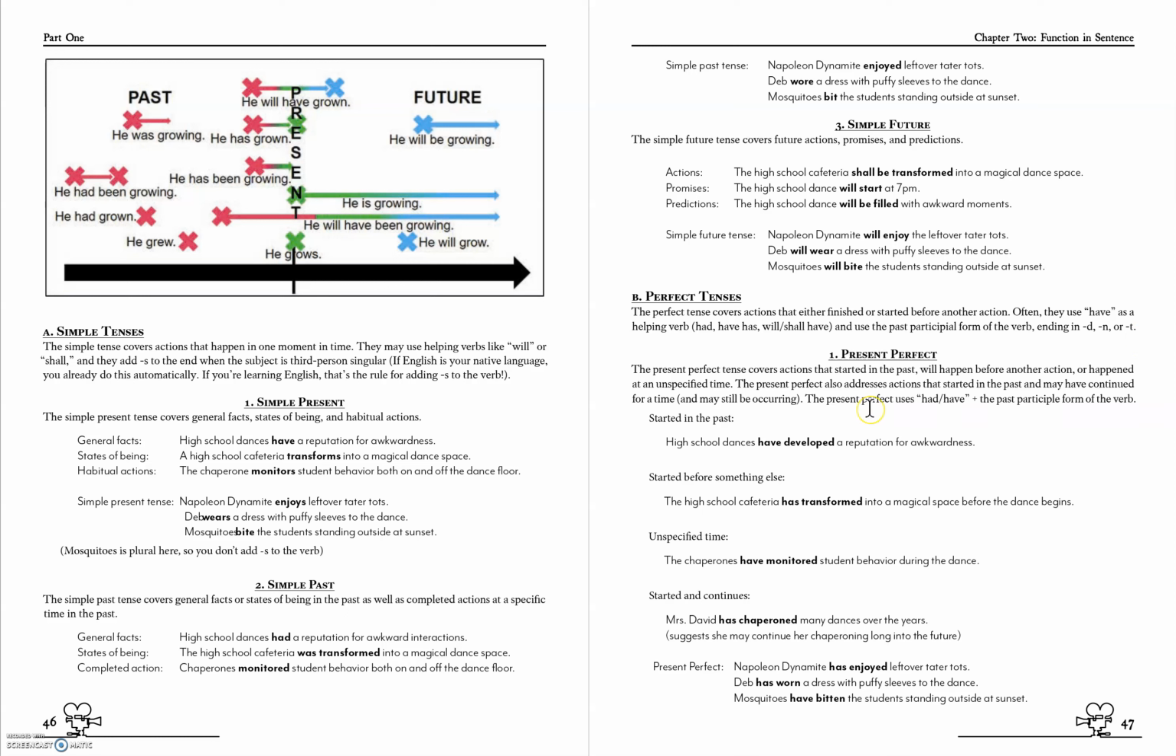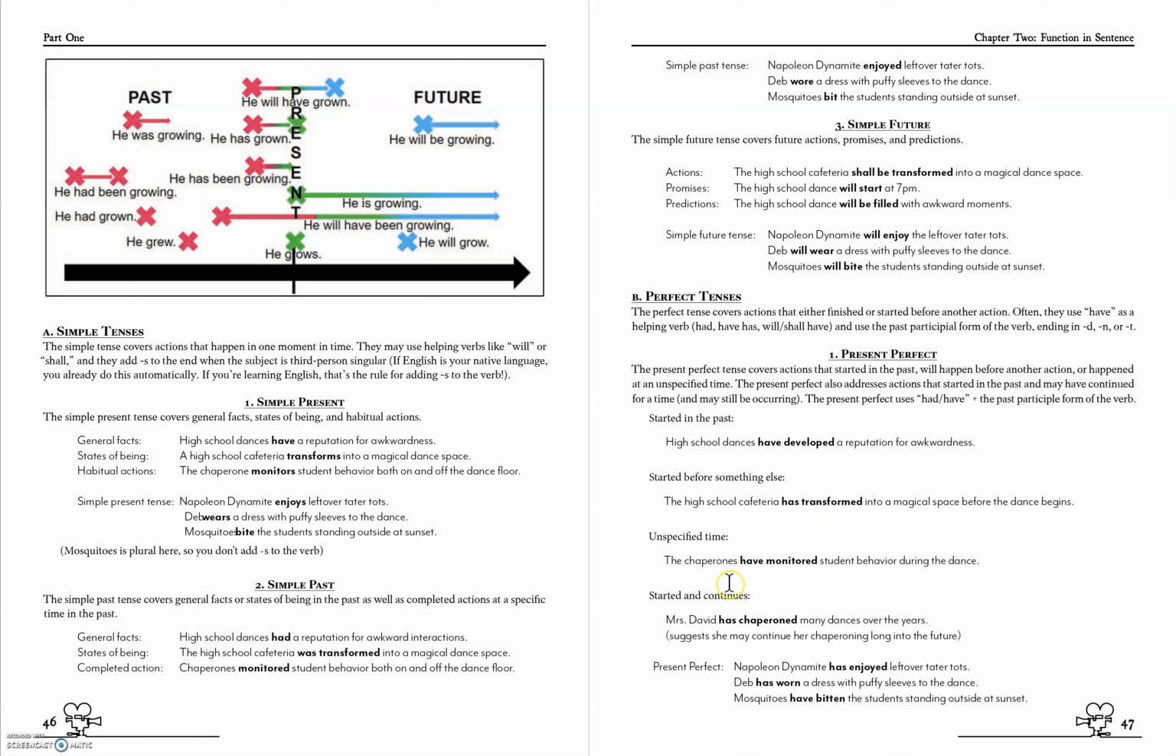So if we're present tense, but we are in the perfect tense, so this is present perfect. We have all the P's in this chapter. You might say, okay, let's just look at it. If something started in the past, like high school dances have developed a reputation for awkwardness. So have developed tells us that it started in the past. It may or may not continue into the future. That's what the perfect tense tells you. But if it started before something else, you would say, the cafeteria has transformed before the dance begins. So I have it starting in the past. It's continuing to occur, but it also is occurring before something else, before the dance begins. So, it gives you that specificity.